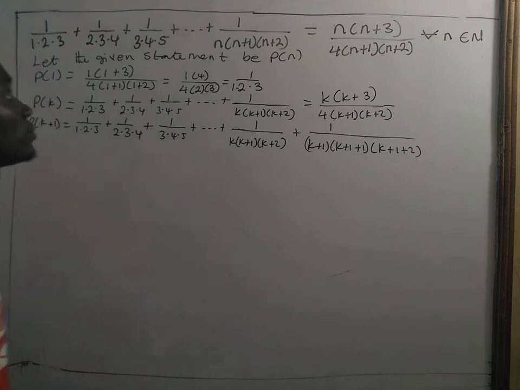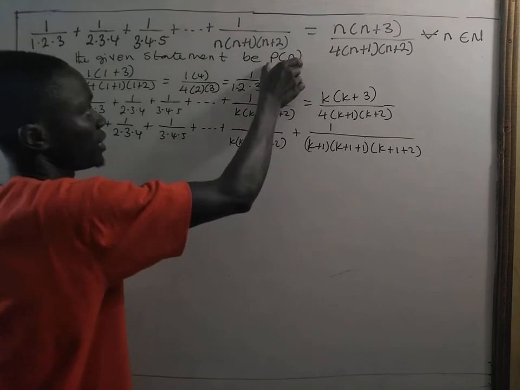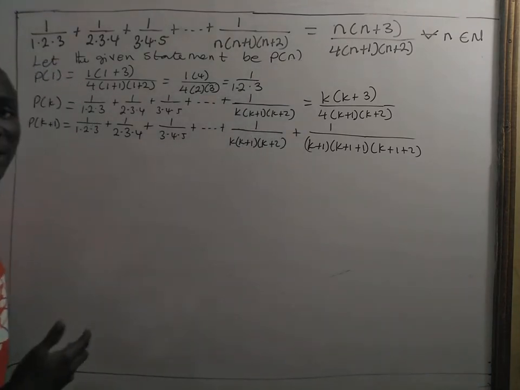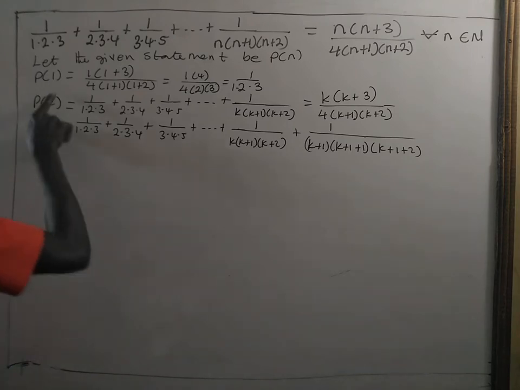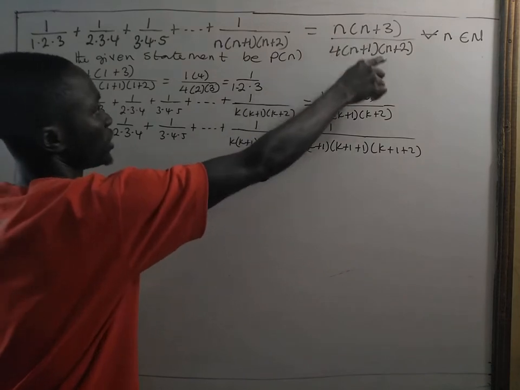Now, using the principle of mathematical induction, we let the given statement be Pn. So this is the given statement, so we let it be Pn. Now, we show that the base case is true. That is, assuming that n is equal to 1, we show that P1 is true. So P1 is equal to, you put 1 for where you see n.